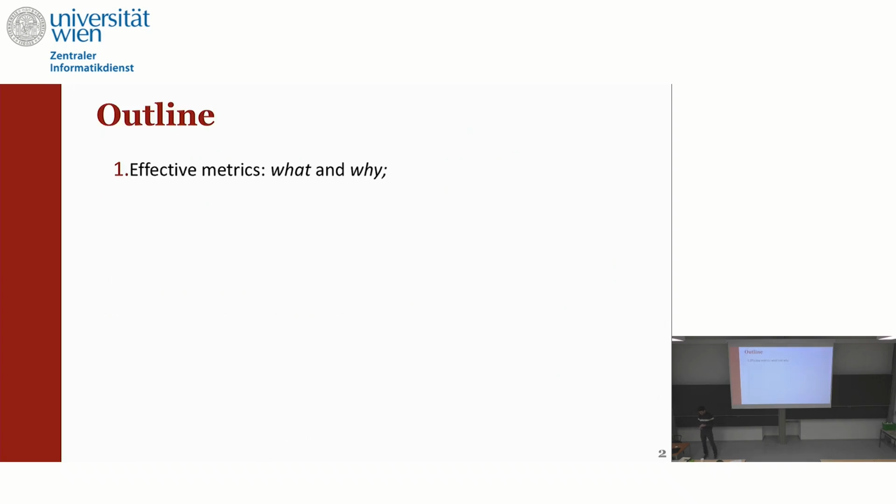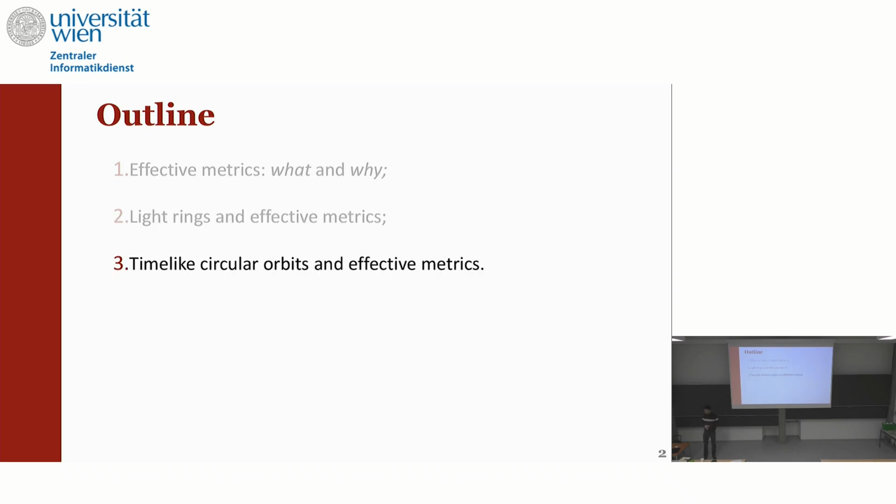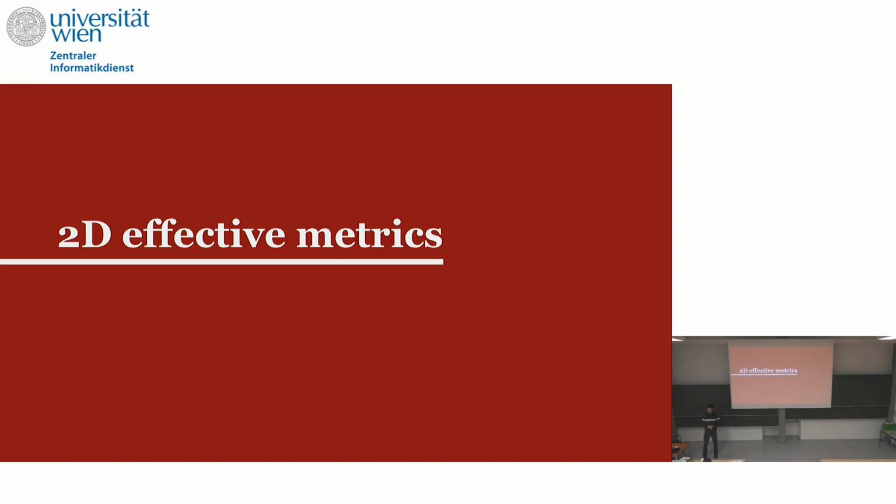Which concerns effective metrics. And I will first begin by saying what an effective metric is and why I think it is worth pursuing. Then I will use these effective metrics to study the light rings and the time-like circular orbits of generic spacetimes, both with and without black holes. So to the effective metric.